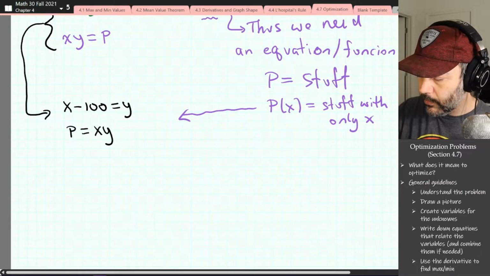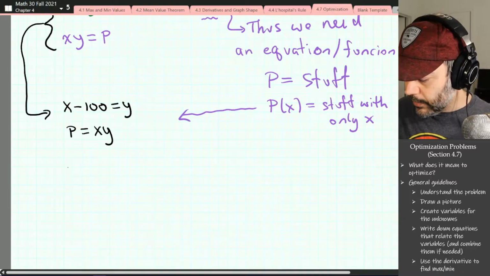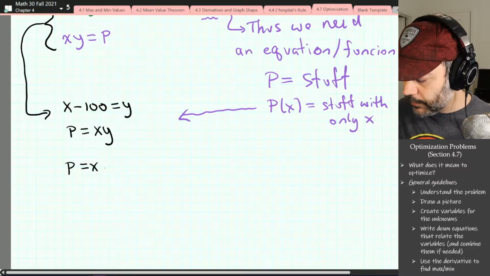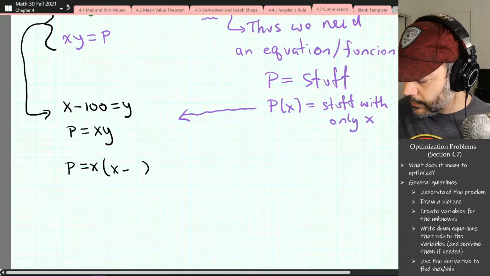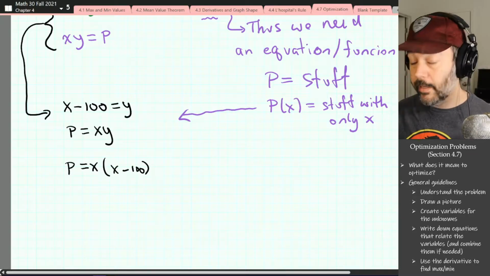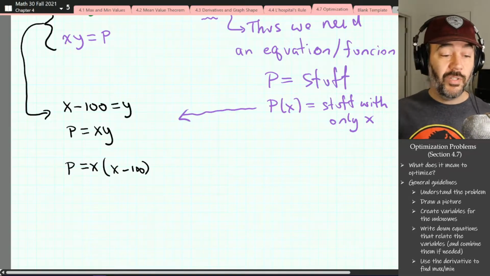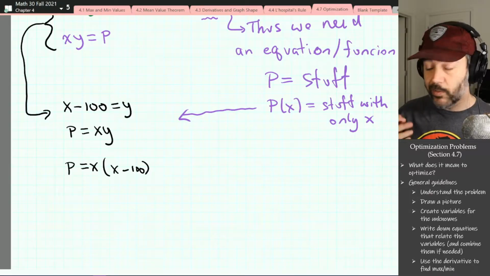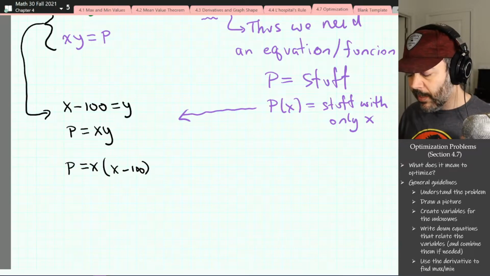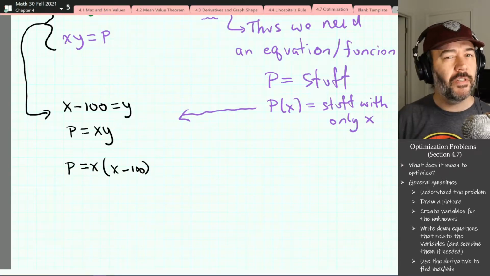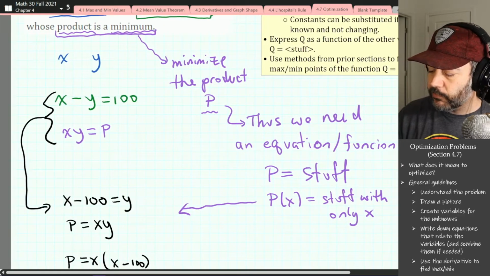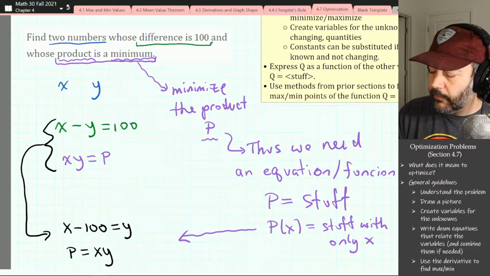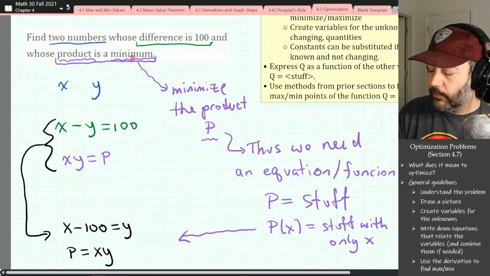Okay, so back to black. P equals x, but instead of y, I'm going to put x minus 100. Okay, honestly, the hardest part of the problem is done. Understanding what's going on and working out some equations. If you're ever stuck in this part, just start writing down equations that you think are true based on what they discuss up here.